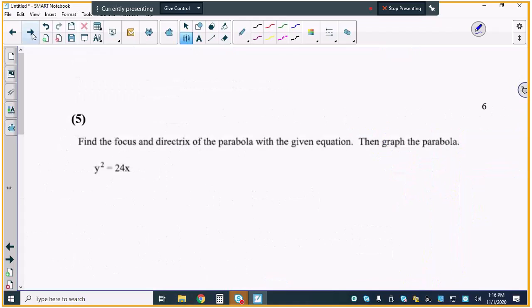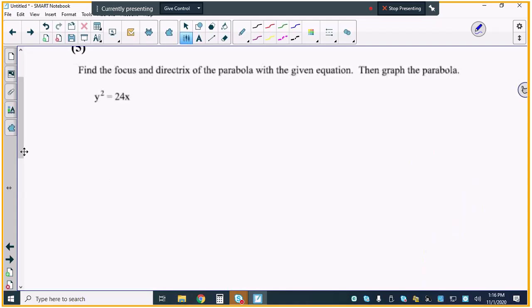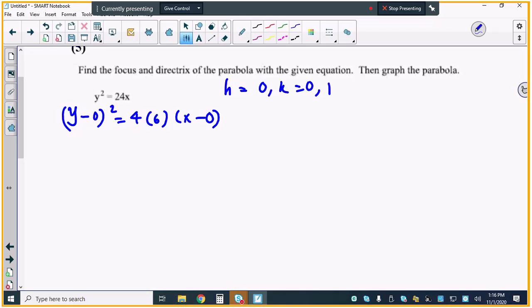All right, so that concludes this problem. The next problem is find the focus and the directrix of the parabola with given equation, then graph the parabola y squared equal to 24x. So that's simple. You will say y minus 0 whole to the power 2 is equal to 4 times x minus 0. So h is equal to 0, k is equal to 0, p is equal to 6, that's greater than 0. Now remember, y is squared, so this time the parabola will have axis of symmetry horizontal, so it's going to open right.